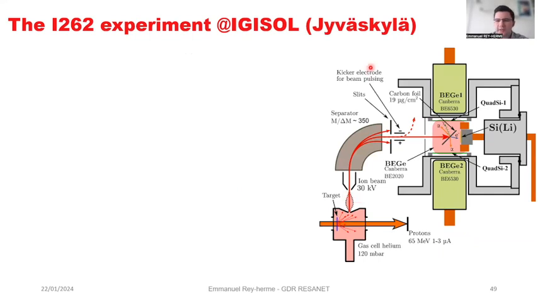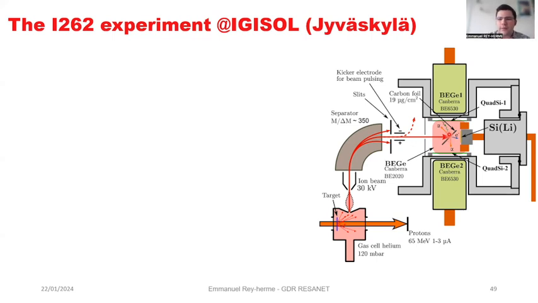So this is a scheme of the setup. We have the proton beam here impinging on the target. The gas cell is here. It was extracted, guided here, mass separated, and then implanted in a carbon foil. Very thin carbon foil, typically 100 nanometers of thickness.